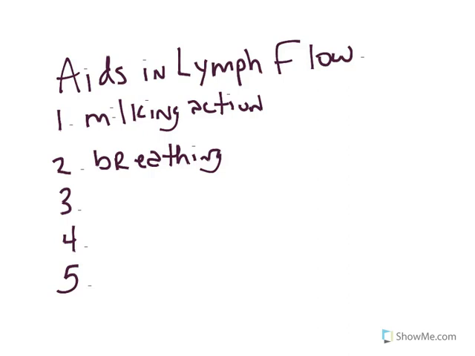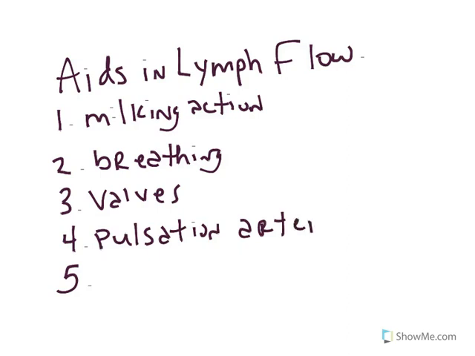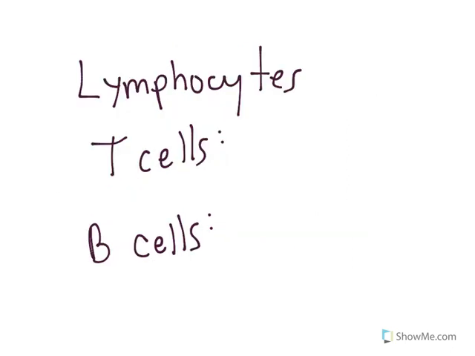Number 3, we have valves, large valves, to prevent backflow. It's pretty simple. Number 4, pulsations of nearby arteries can help to move the fluid towards the heart. And also, number 5, a small amount of smooth muscle in the walls of the lymphatic vessels will contract to push the lymph fluid back towards the heart. So these are the 5 things that aid in lymph flow.